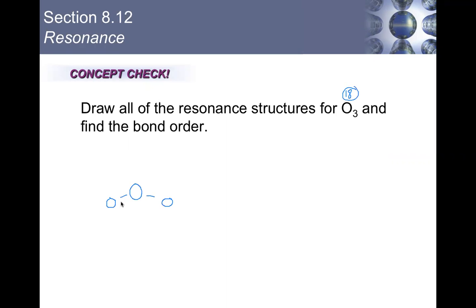So currently we have 2, 4, 6, 8, 10, 12, 14, 16, 18. What's our problem? It only has 6. This doesn't satisfy what rule? The octet rule. It needs 8 valence electrons.